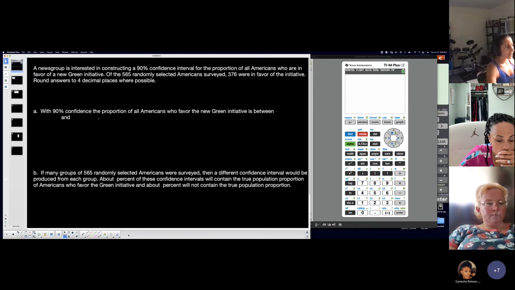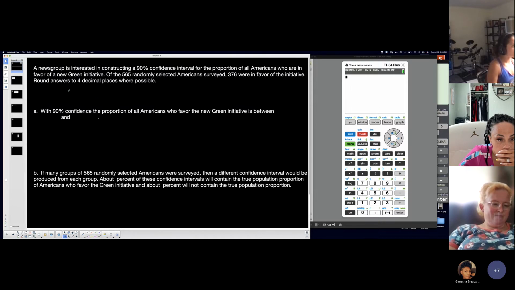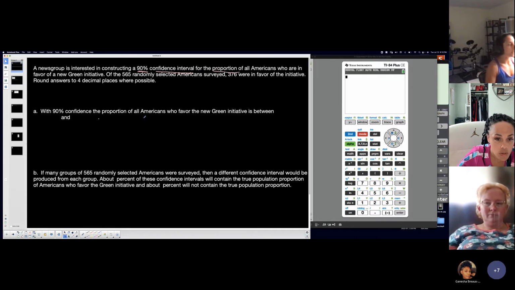And so you guys have your test this week. You have a combination of different confidence intervals. So you're not going to be told what section it comes from. You're not going to be told, well, this is section whatever where it's means and sigma's known, or this is section whatever and it's means and sigma's unknown. You have to determine from the problem. So I'm reading this problem. I know I want a news group is interested in constructing a 90% confidence interval for what? So the first thing I want to determine is for what, in this case for proportion, right?